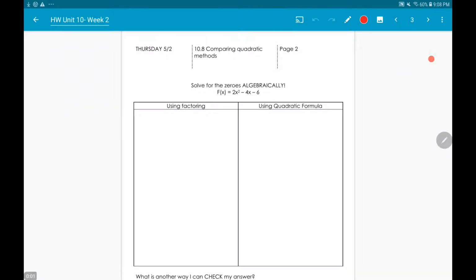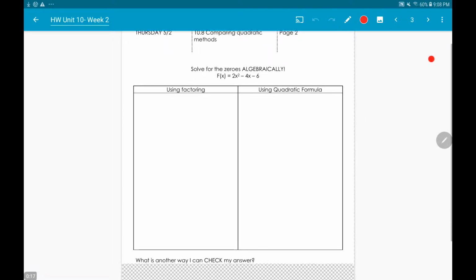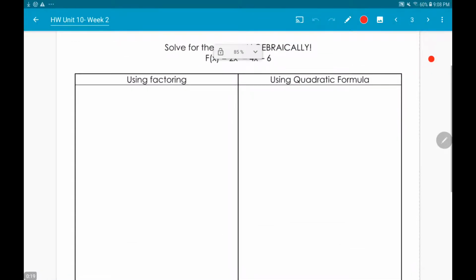Hi guys, so before break, we practiced solving quadratic equations with factoring. And now this week on Monday and Tuesday, we started the quadratic formula. So I'm going to show you how these two directly relate. And we're going to solve this algebraically.